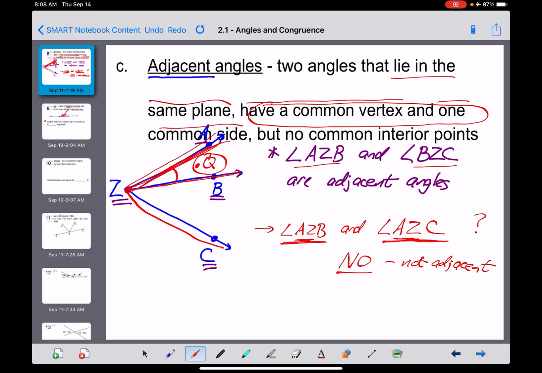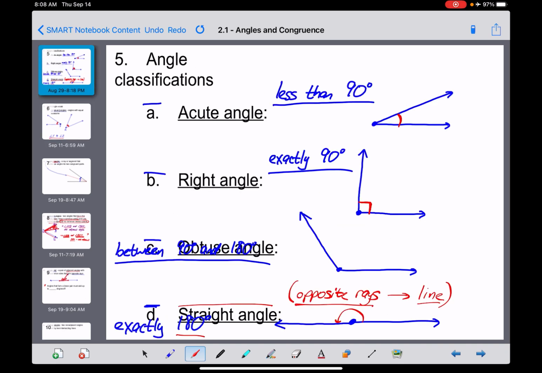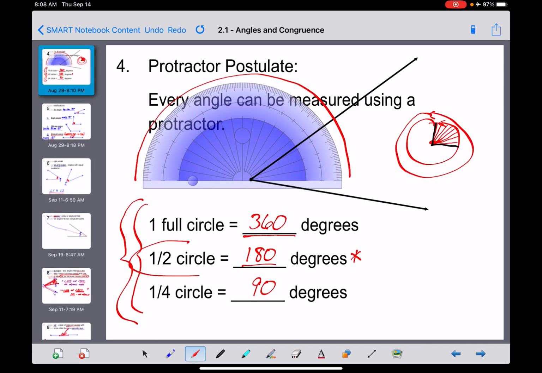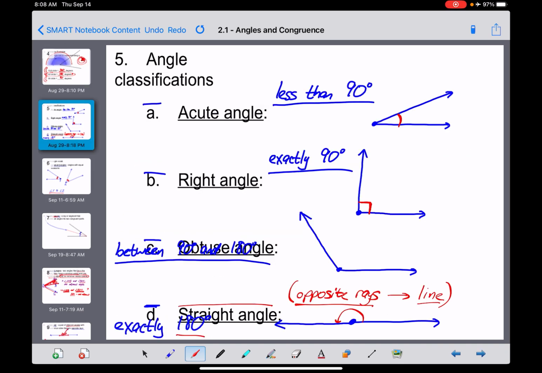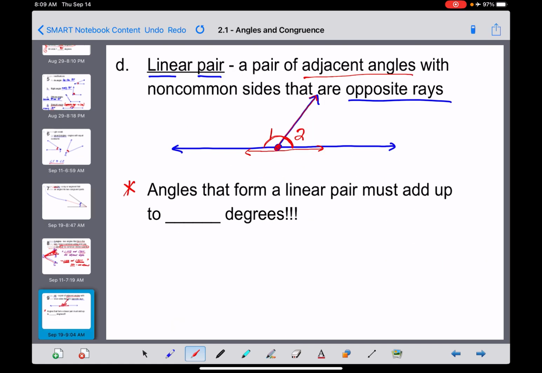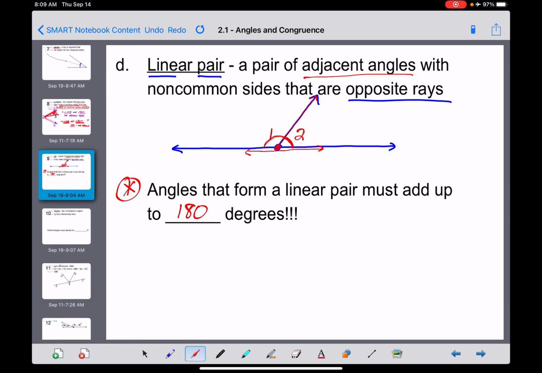And if we go back a couple of slides, maybe we'll remember, guys, that a half circle right here is 180 degrees. So back to this one right here, angles that form a linear pair must add up to 180 degrees. That again is a really important concept as we move forward. So we want to make sure that we have that in our notes and that we have it correct.